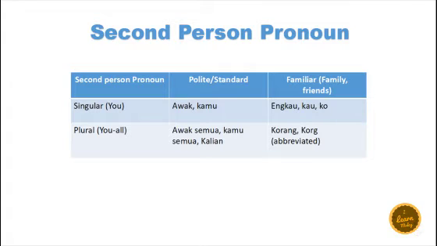And for the familiar and family friends, we will use engkau, kau, and ko. If between friends, there are some friends that you are not so close to, that you just know them because you just know them. But if you have really close friends that you have known since childhood, then you can use engkau, kau, and ko. In fact, there are some friends of mine who are very adamant that we should not use engkau, kau, ko, because it sounds quite rude to the ears. But for myself, it means that we are really close.